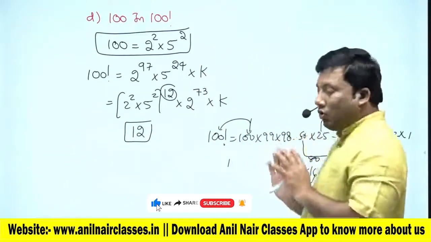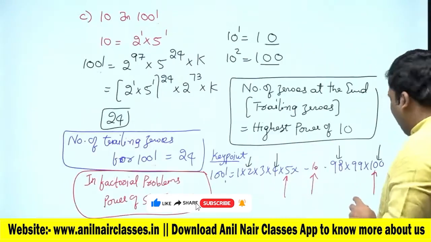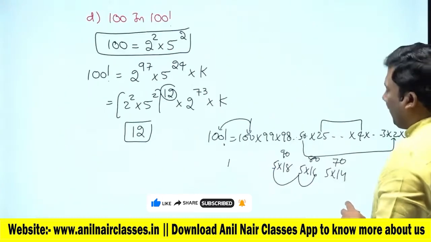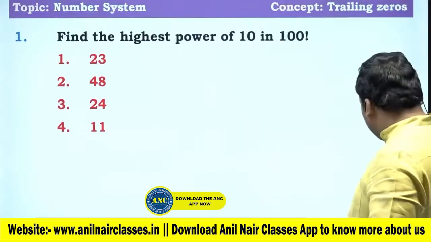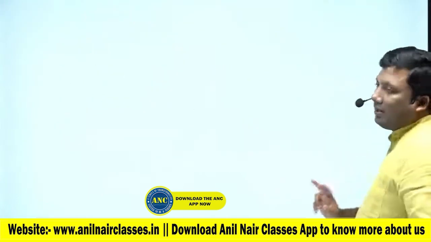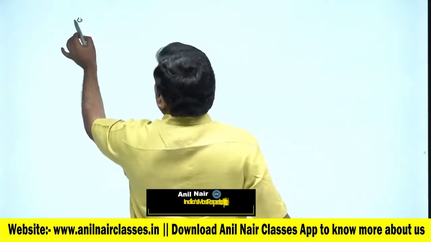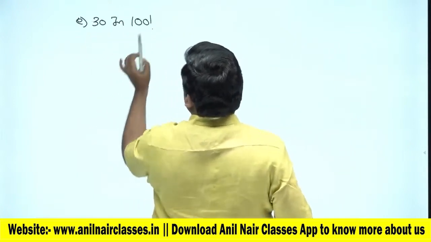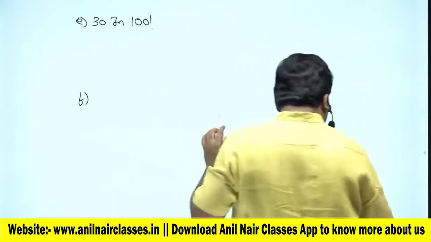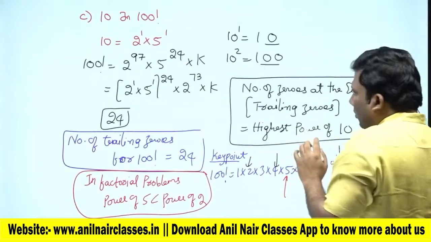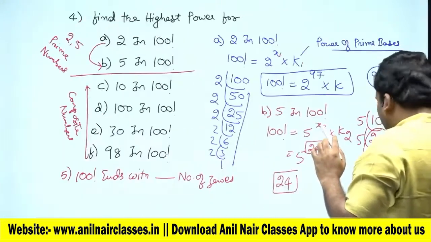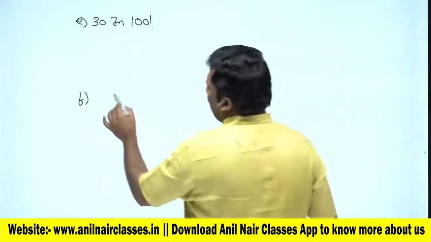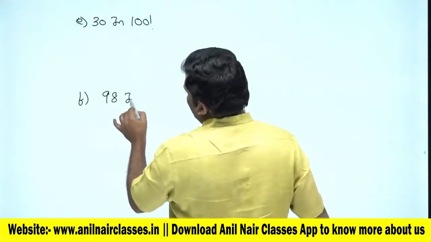Very, very good question, sir. What are the other questions that we missed out? The next question is 98 in 100 factorial. Listen carefully, sir. 98 in 100 factorial.